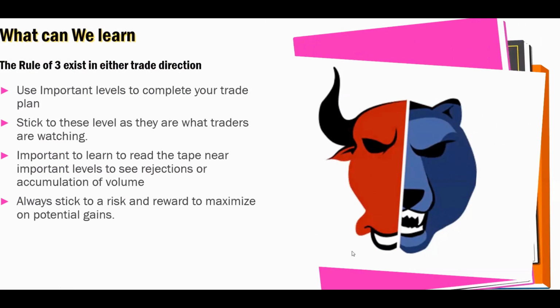These look really tempting to want to trade. So what can we learn here? The rule of three exists in either trade direction. We have to use important levels to complete our trade plan. Stick to those levels, as they are what traders are watching. So watch that level 2 and the time and sales. It's important to learn to read the tape near the important levels to see the rejections or the accumulation of volume. And always stick to a risk and reward to maximize your potential gains.